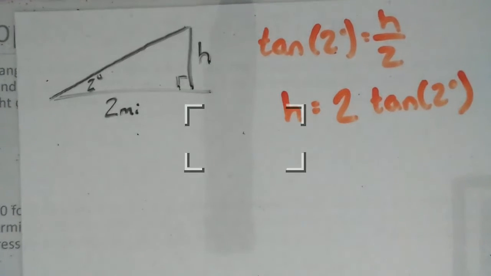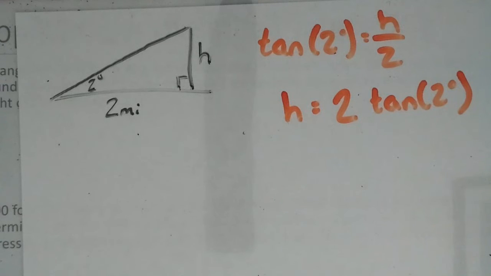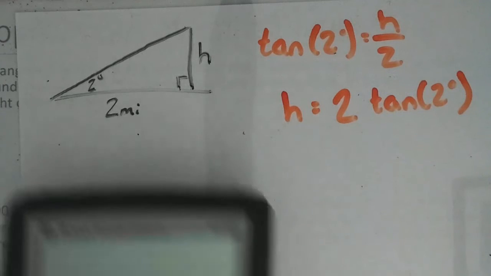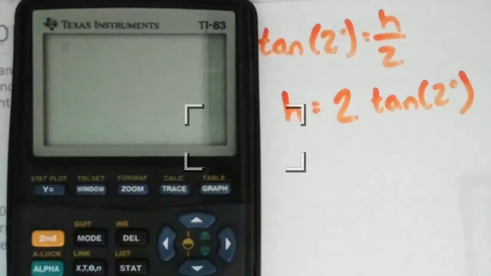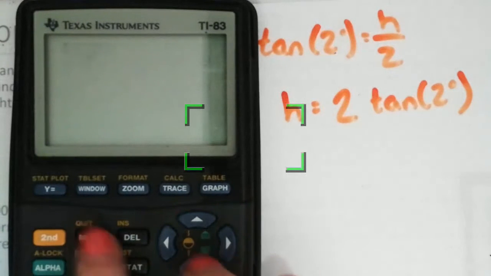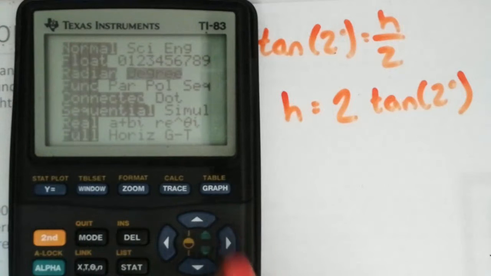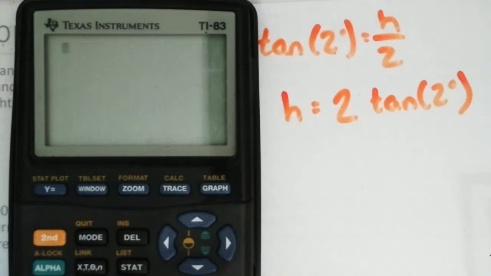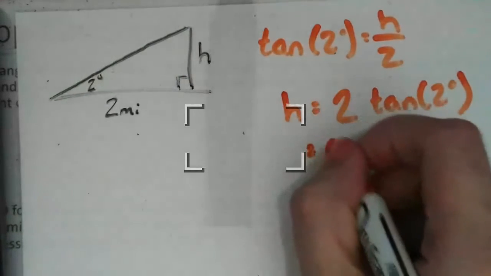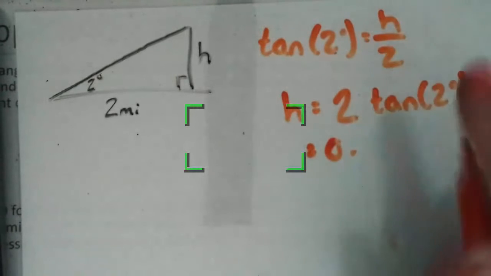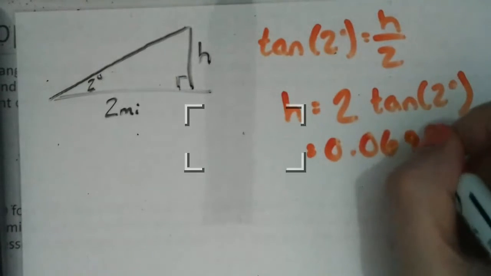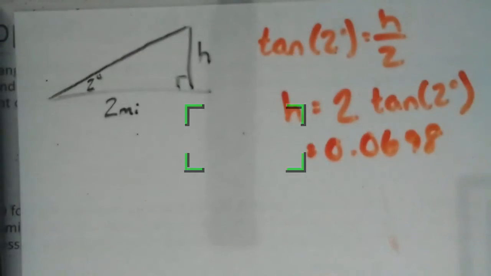2 degrees is not one of my angles that I have memorized the trigonometric values for, so I'm going to use my calculator. And this is where it becomes very important to keep track of what mode your calculator's in. If I go to mode, I'm in radian mode right now. I need to switch to degree. And I get 2 times the tangent of 2 degrees is 0.0698, give or take.